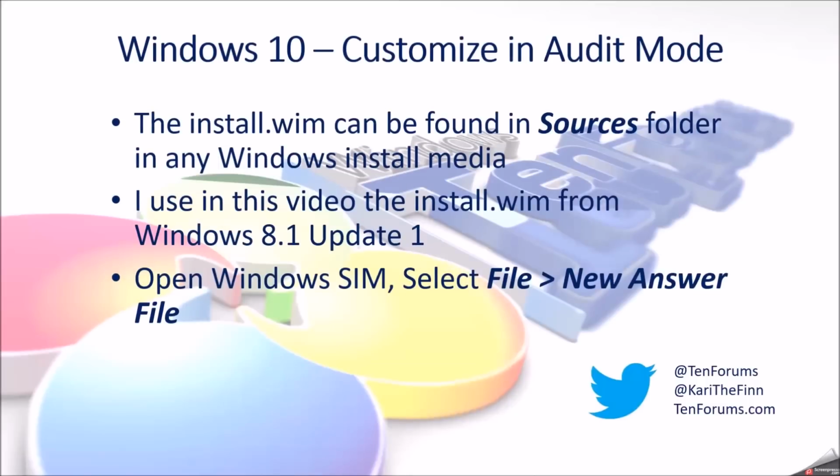The install.wim can be found in the Sources folder in any Windows install media. I use in this video the install.wim from Windows 8.1 Update 1. Open Windows SIM, select the File menu and New Answer File.